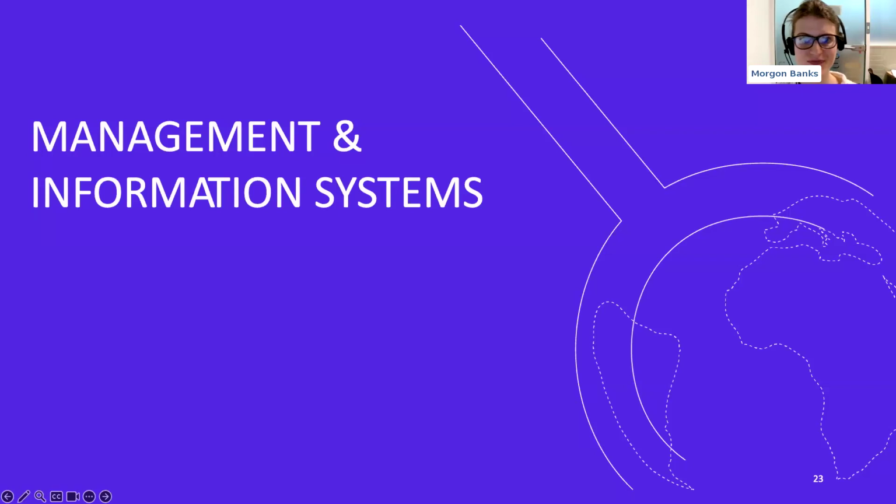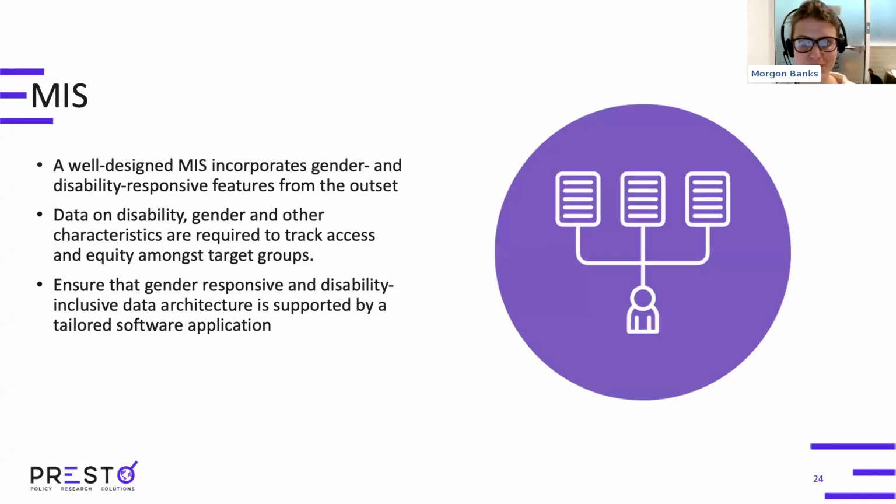Thanks so much, Tia. I'm going to now speak about management and information systems. So a management and information system can perform a variety of functions, such as identifying beneficiaries, ensuring compliance with conditionalities, redressing grievances, and generating payment lists. It's important that these systems incorporate gender and disability features from the outset.